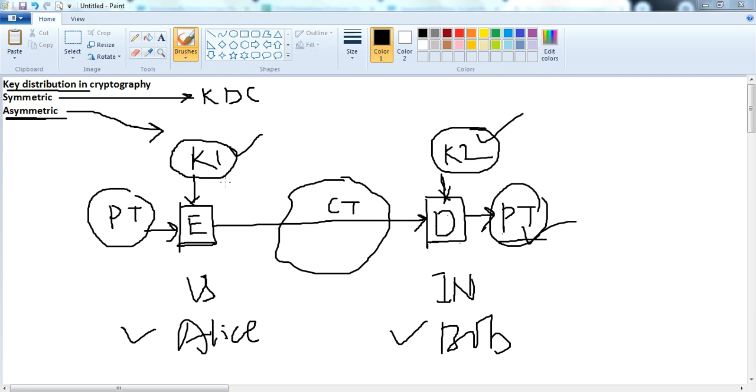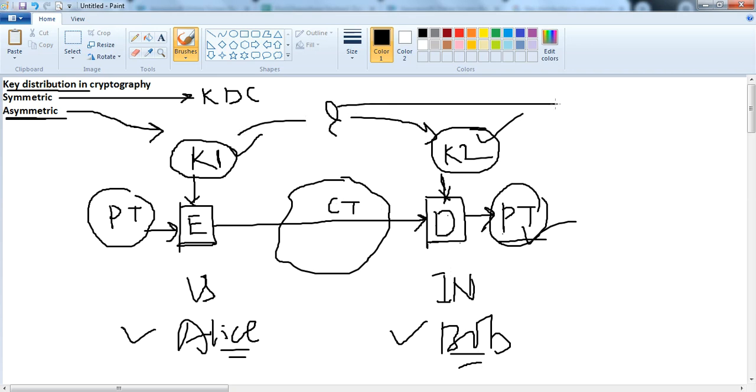Now the question is how this K1 and K2 are distributed between Alice and Bob. How does K1 come to Alice to encrypt the message, and how does K2 come to Bob to decrypt the message? Meaning, how do we distribute the asymmetric key? How do these two keys reach Alice and Bob?